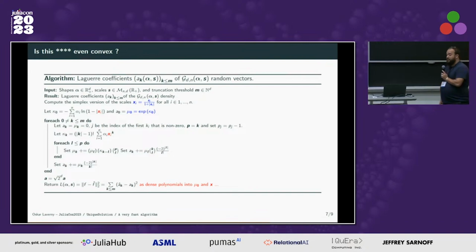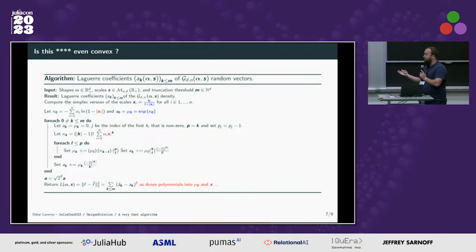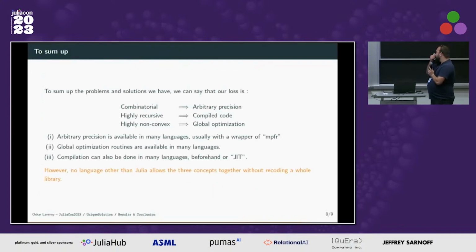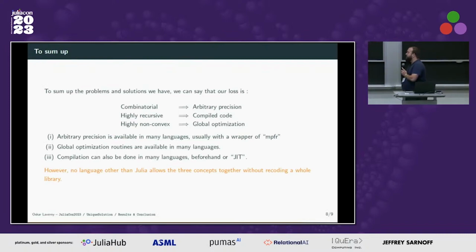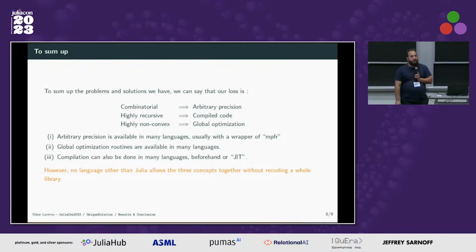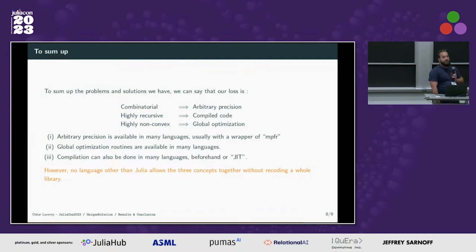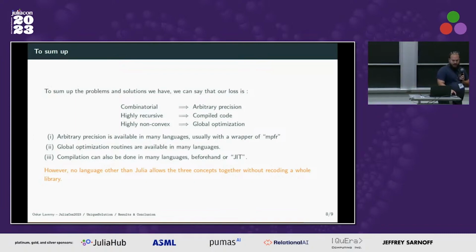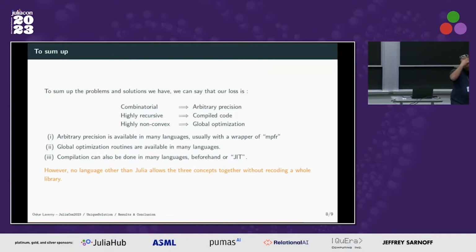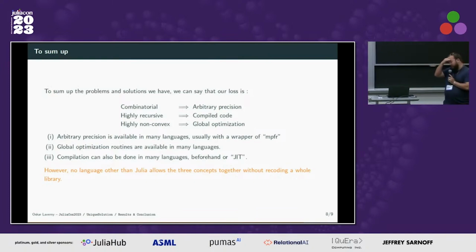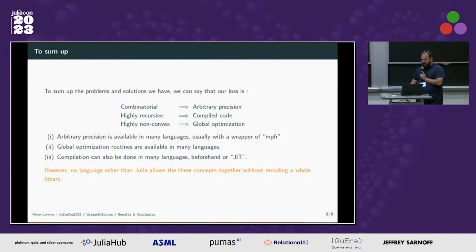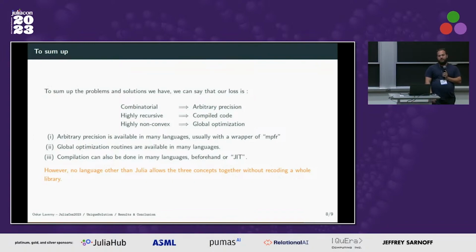But to find it, we need to use some heuristics and some global minimization routines, and this is also not a very good situation, right? So three problems. The first one is that the algorithm is full of combinatorial stuff, and so we probably require some arbitrary precision computations. The second one is that it's highly recursive. It cannot be parallelized, and therefore to avoid spending too much time, we probably need to compile stuff. And the third one is that it's highly non-convex, and so we require some global optimization routines.